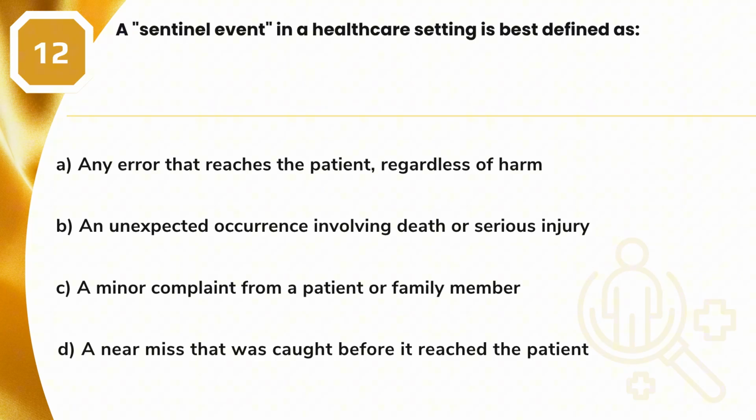Question 12. A sentinel event in a healthcare setting is best defined as A. Any error that reaches the patient, regardless of harm. B. An unexpected occurrence involving death or serious injury. C. A minor complaint from a patient or family member. D. A near miss that was caught before it reached the patient.